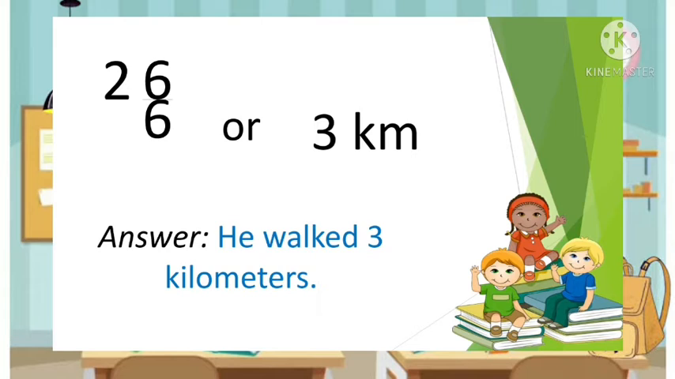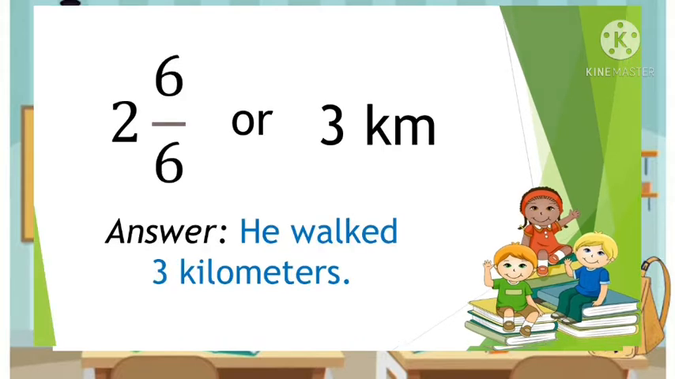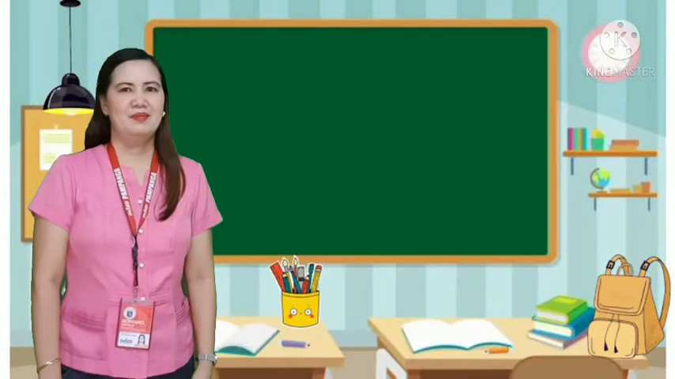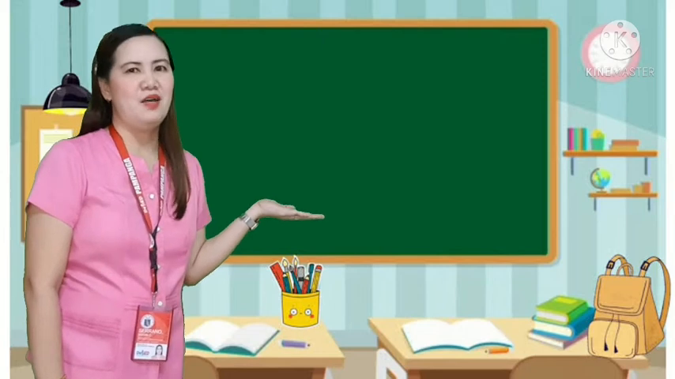Therefore, to express the answer into lowest term, we have 2 and 6/6. Since they have the same numerator and denominator, it is also equivalent to 1. Therefore, 2 plus 1 equals 3. And the answer is, he walked 3 kilometers. Let us have other examples.